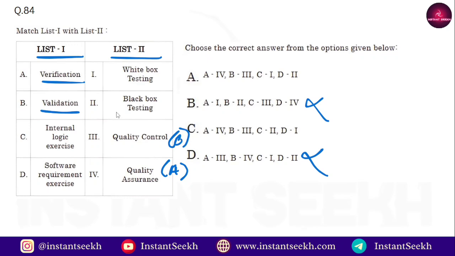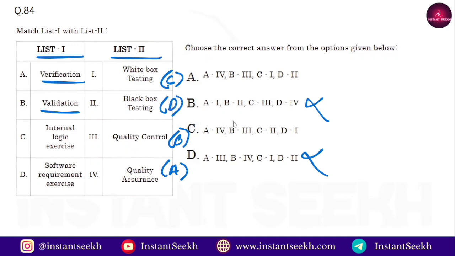Okay. Next, internal logic exercise. Now, when it comes to knowing or testing the internal path, then it is related to white box testing. And last, software requirement exercise. That means it ensures that software meets the specified requirements. This is done through black box testing.